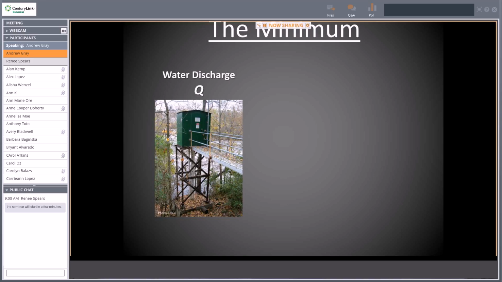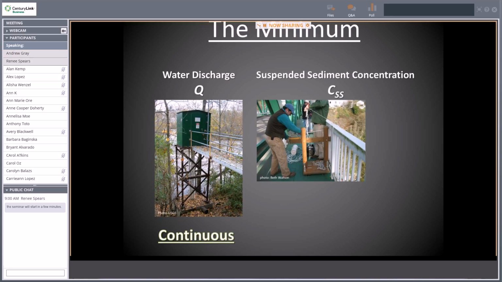So if we're going to actually go out and do a flux-based approach, one of the minimum ways to go after that is, you absolutely need to have discharge monitoring, and it's pretty easy to get continuous discharge data, particularly at those stations that are maintained by DWR or USGS or others. But then you also have to monitor suspended sediment concentration.